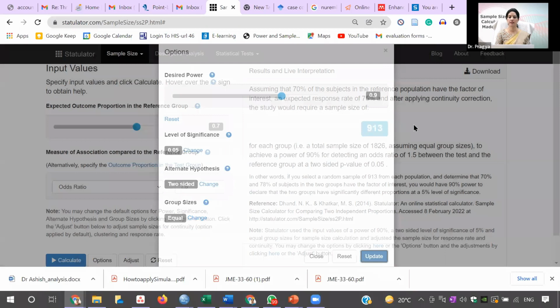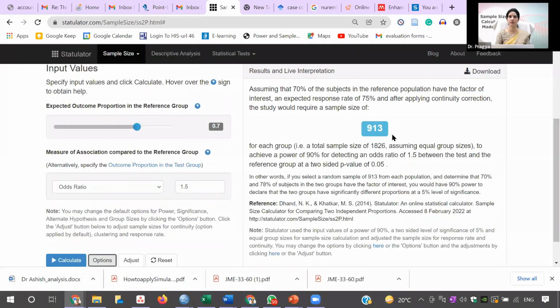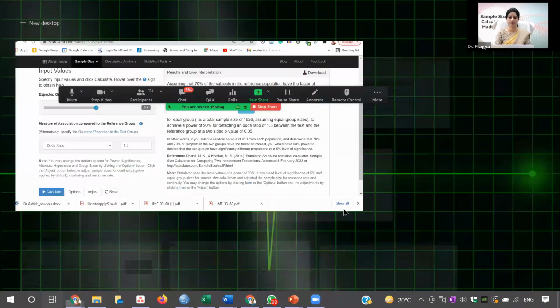So now it has taken that 90%. So 913. So you can see with 1.5, the number of cases has increased to 913. That's what we were discussing. If the odds ratio is less, because 1.5 is a less odds ratio, then you need a very large sample size. We remember that with 2 and with 1.5, just with the decrease of 0.5 in odds ratio, the sample size requirement increased to 3 times the cases. So yes, you are right. You have calculated rightly.